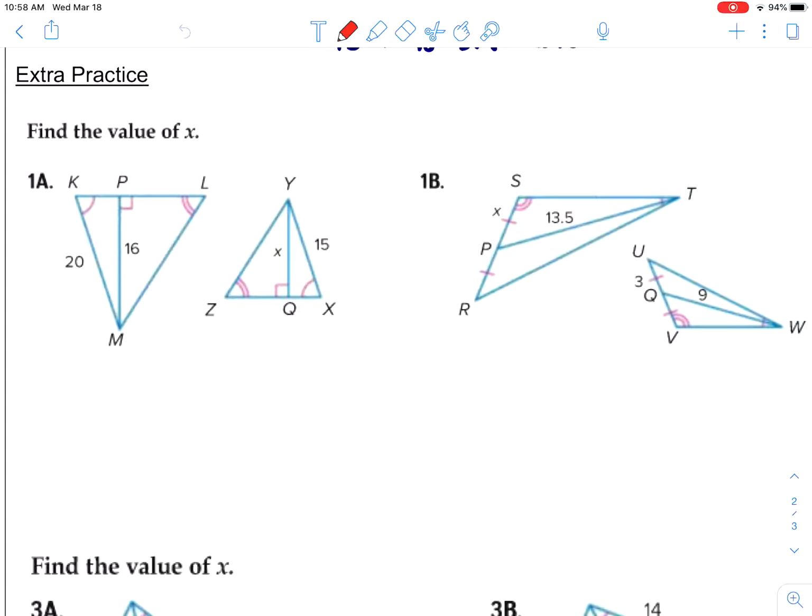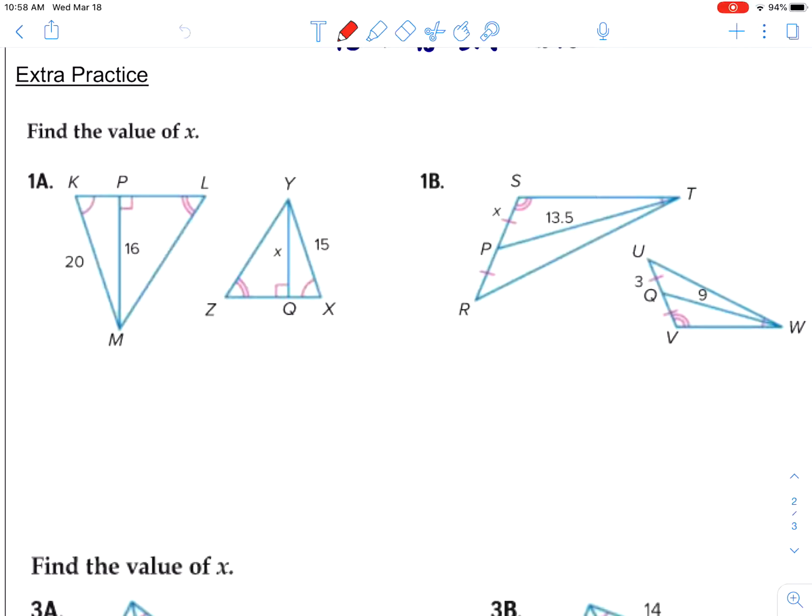So with the extra practice, I think the best thing to do is maybe pause the video and try them on your own and then come back and check your answers. If you need more steps walking you through how to solve these, then you can continue to listen, or you can fast forward to the end and just check your answers to see what you have. All right.